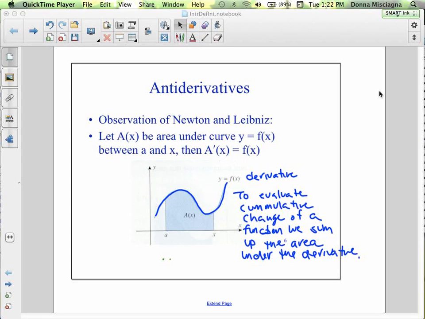Well, we have a curve here, and we're finding the area under the curve. If A of x is the area under the curve, then the curve that we're working with is the derivative. So in other words, to evaluate cumulative change of a function, we sum up the area under the derivative. So for instance, if we want to find the change in position, we sum up the areas under the velocity curve.